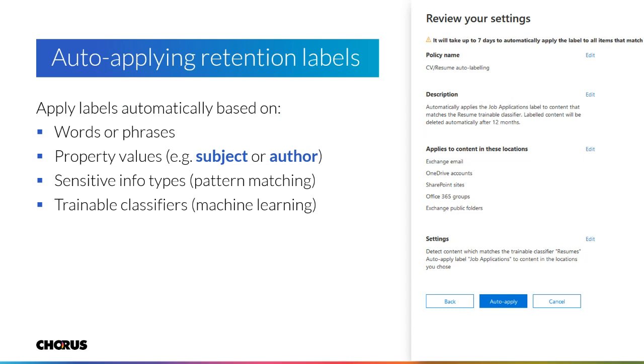You can apply your retention labels based on various things. So it could be if the content contains specific words or phrases. Could be if it was authored by a particular person or has a particular email subject keyword. Or it could use some more sophisticated approaches that we'll look at later, like sensitive information types and trainable classifiers.